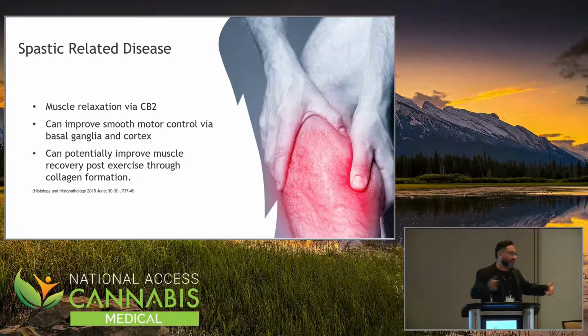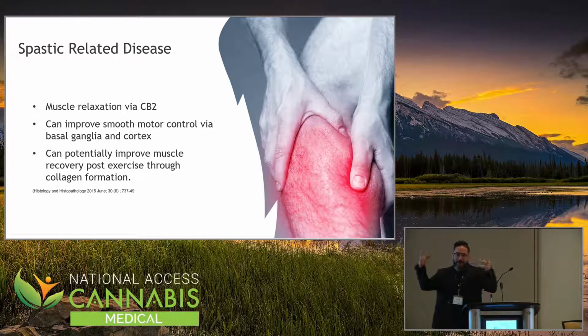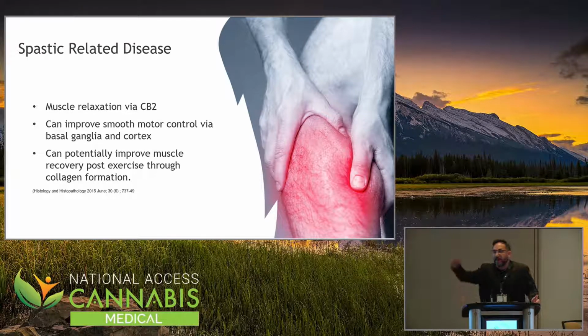So what is your point? Your point is to regrow muscle. You got to break it down. You got to refuel the whole box. You got to make it all feel good. So what's a good way to get that better? You improve collagen formation. That's what you got to do. CBD helps with that. By the way, it also helps with muscle relaxation.